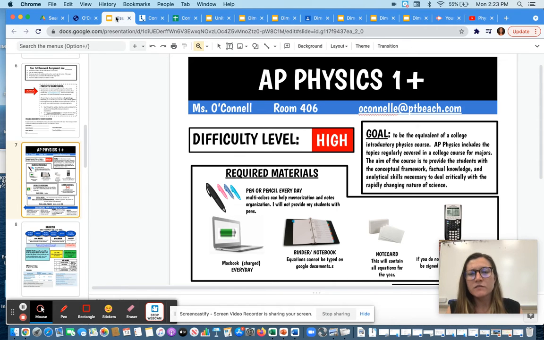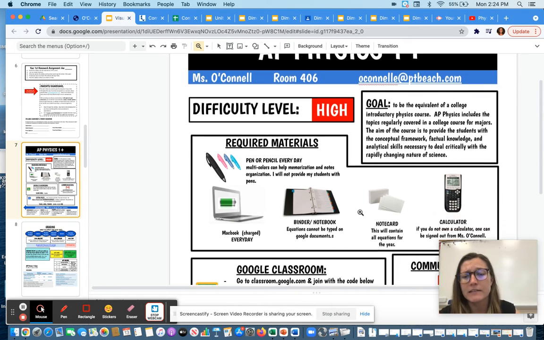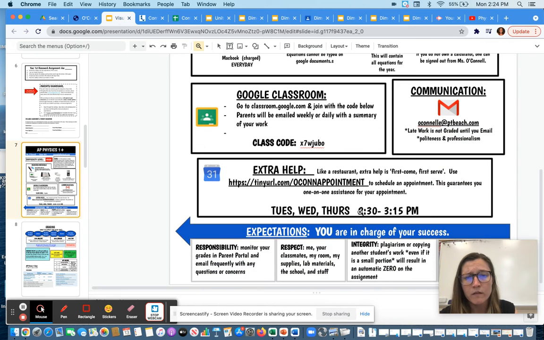So materials that students need, the most important thing is that they have a calculator. I suggest they have a TI-89, but any calculator will work. If they need a calculator, they can sign one out from me and keep it for the whole year or keep it for a class period. The better they know how to use the calculator, the better off they'll be on the AP exam and as they move through to college as well.